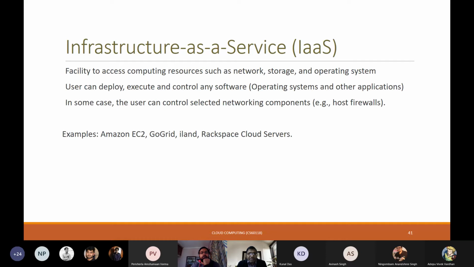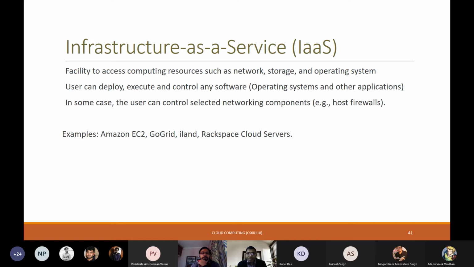So infrastructure as a service provides the facility to access these computing resources like the network, the storage, and the operating system, and these are made available to the end users. So users can deploy, execute, and control any software. In some cases, the user can control the selected network components, such as the host firewalls.